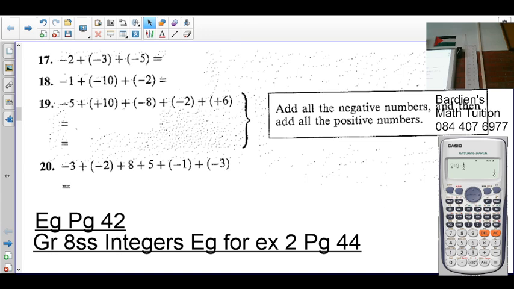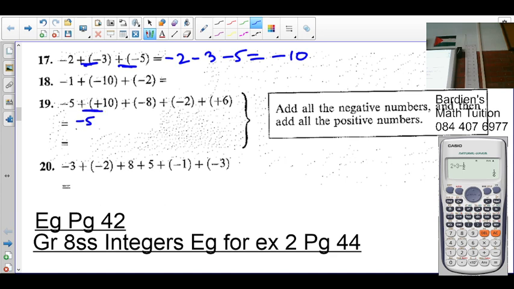Alright, so firstly we need to get rid of the brackets. So you get negative 2. What's positive times negative? Negative 3. Positive times negative? Negative 5. I think we just did that one. Negative 10. I think number 18 we also just did. Right? Am I right? Yes. Right, let's go to number 19.